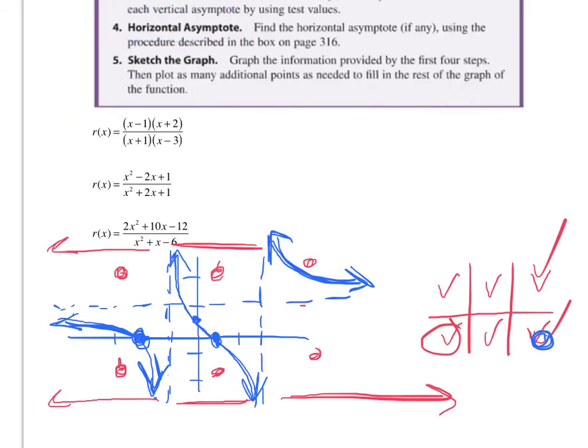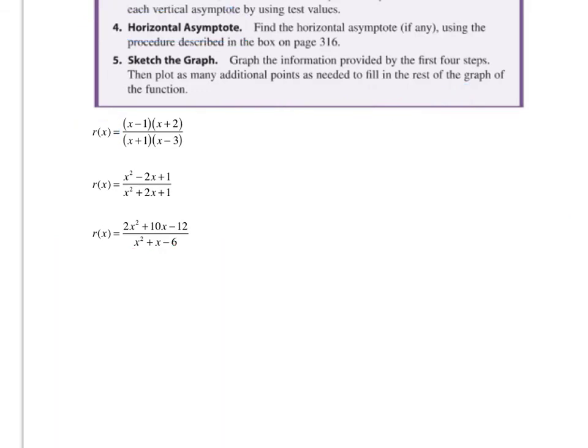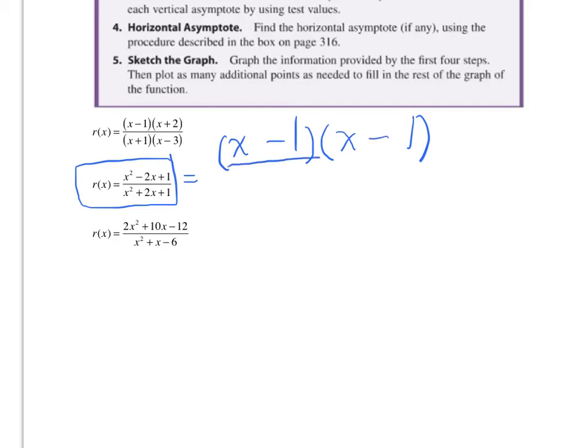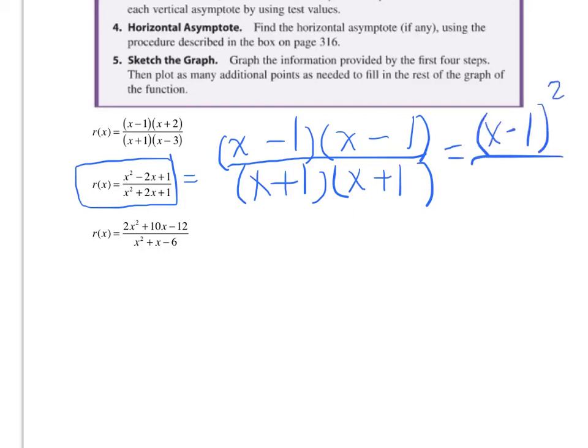The second problem is r of x equals x squared minus 2x plus 1, and so forth. So the first step is to factor that. Let's factor the numerator, and we can only hope it's factorable. So we know we have x and x. We know we have 1 and 1. I guess we need 2 negatives, so it turns out that that's actually a perfect square. If we look at the denominator, in fact, that's a perfect square as well. It's x plus 1 squared. So we have x minus 1 squared over x plus 1 squared.